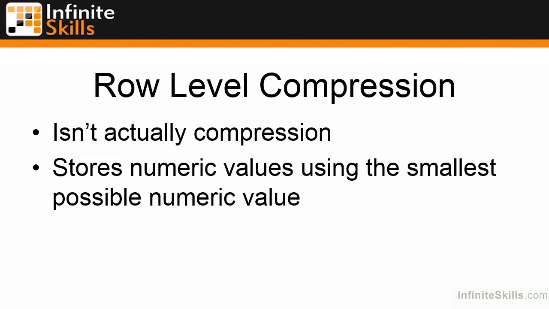With row compression turned on, what we're actually doing is telling SQL Server to only store the 3.5. Don't store all the zeros on either side of that. So because of that, it makes the value much, much smaller that we're storing. So it saves a lot of space when we've got a lot of numeric values that are much smaller than the data type that they're actually being stored in.